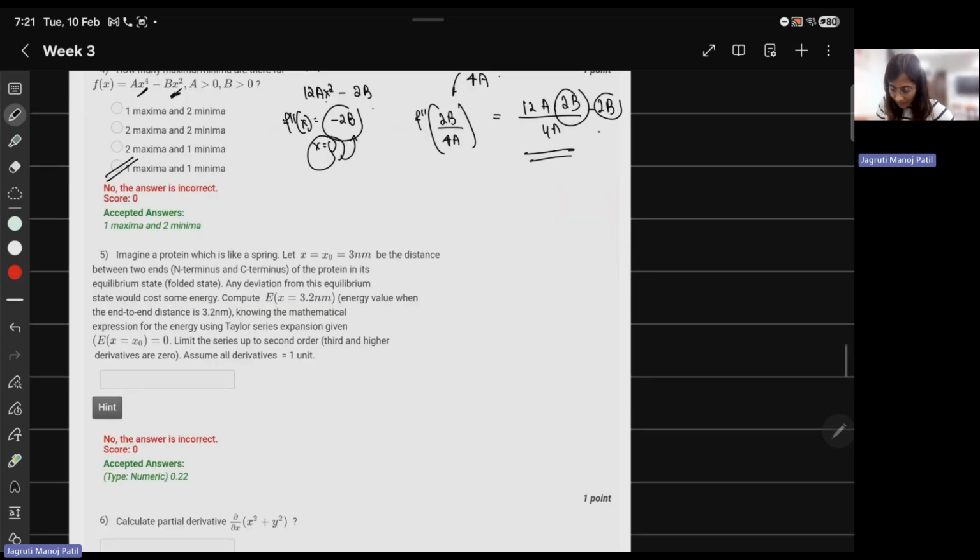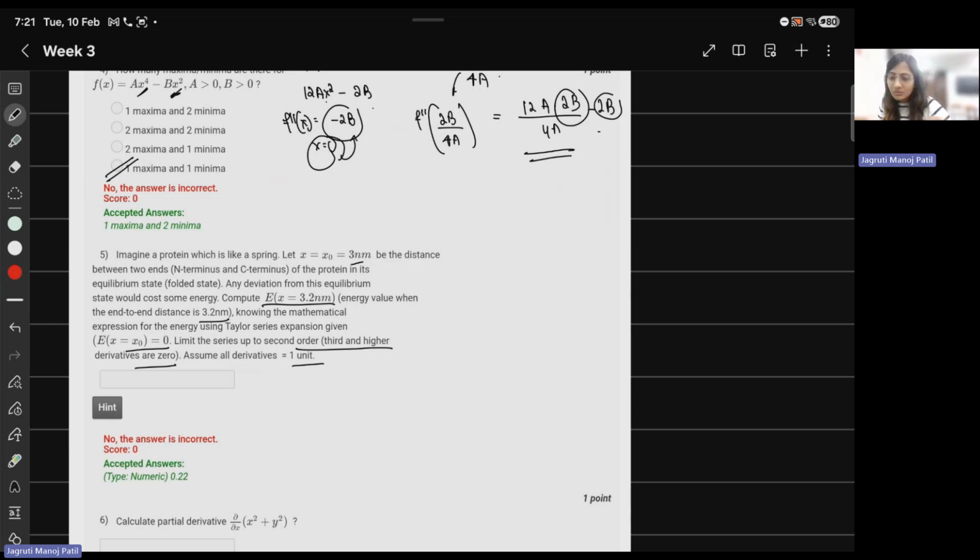Okay. Next question. Imagine a protein which is like a spring. At both initial points, it's 3 nanometer, the distance between 2 points, in its equilibrium folded state. Any deviation would cause some energy, and compute the energy at this end-to-end distance. Knowing the mathematical expression using Taylor series expansion given as this. Limit the series up to second order, so third and higher order terms are 0, and assume the derivatives are unit 1. Okay, so this is nothing but Taylor series and we want the Taylor series for the energy using this particular series.